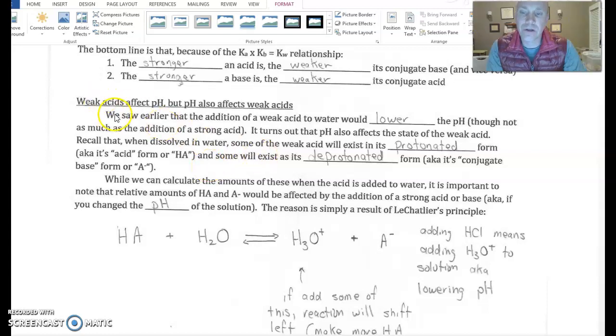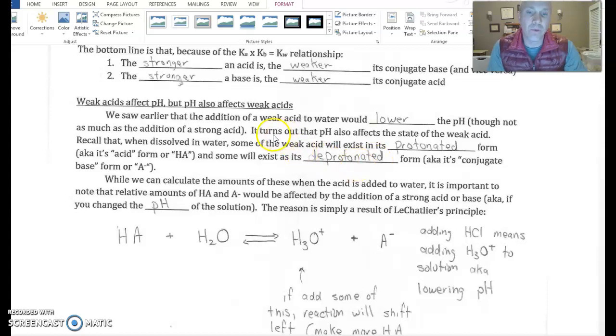So in this video, I'd like to talk about the relationship between weak acids and the pH. Earlier, when we were in the acids unit, we talked about how when you add an acid, whether it's strong or weak, to water, that should lower the pH. The one difference is if it's a weak acid, it's not going to lower it quite as much as a strong acid. But still, remember with a weak acid, when it hits the water, there's going to be some dissociation of the acid making some H3O+, and that should lower the pH.